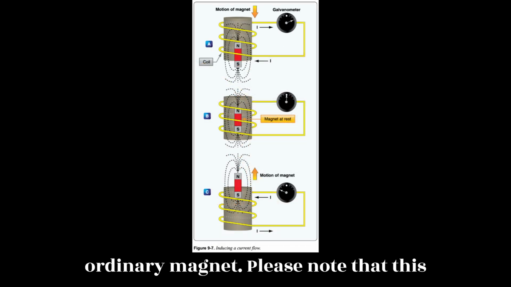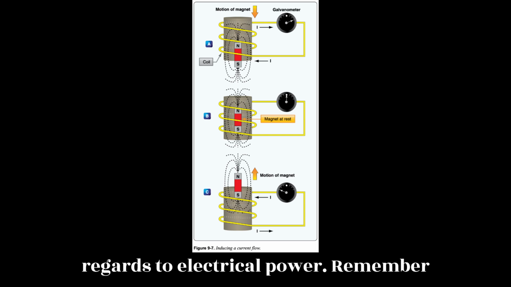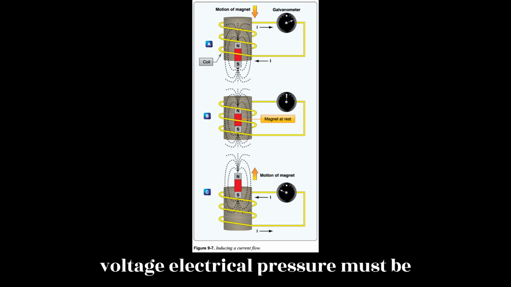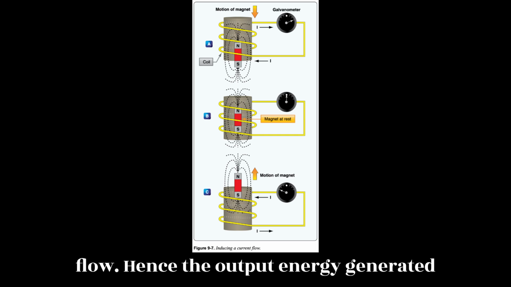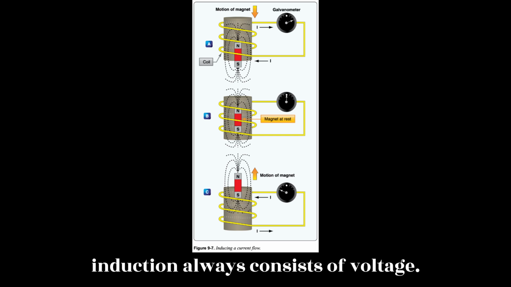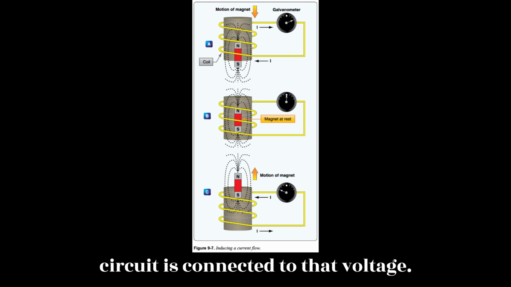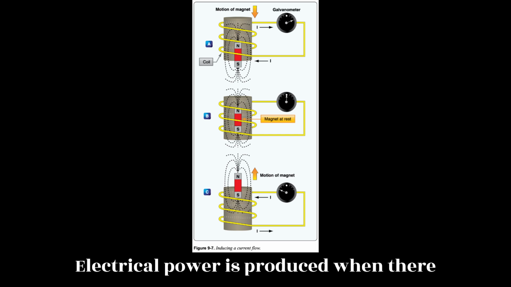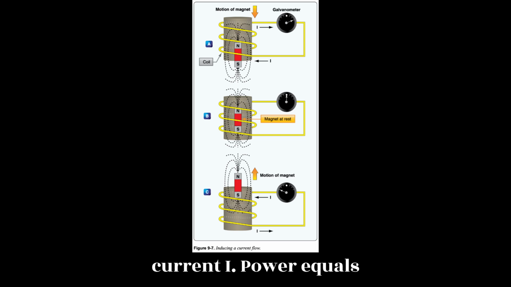Please note that this text often refers to voltage/current in regards to electrical power. Remember, voltage, electrical pressure, must be present to produce a current, electron flow. Hence, the output energy generated through the process of electromagnetic induction always consists of voltage. Current also results when a complete circuit is connected to that voltage. Electrical power is produced when there is both electrical pressure E, EMF, and current, I. Power equals current times voltage, P equals I times E.